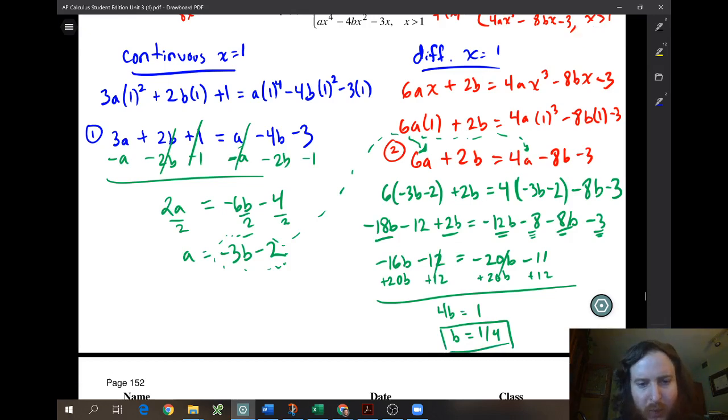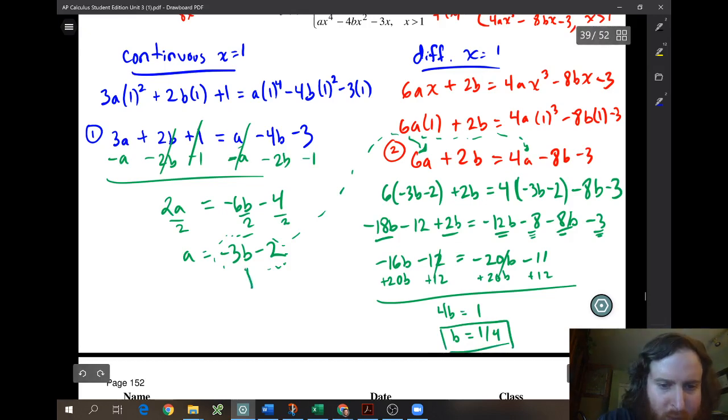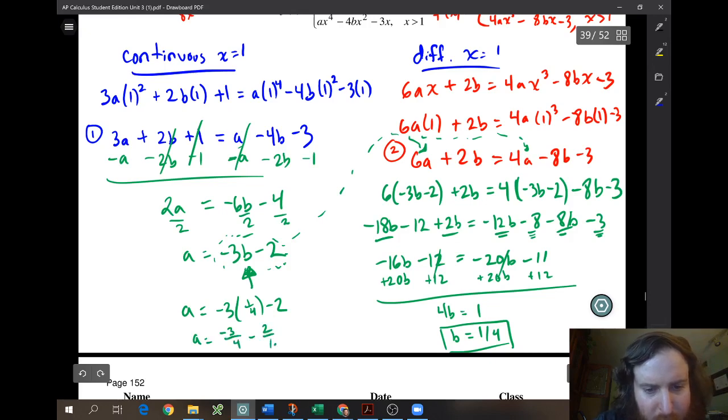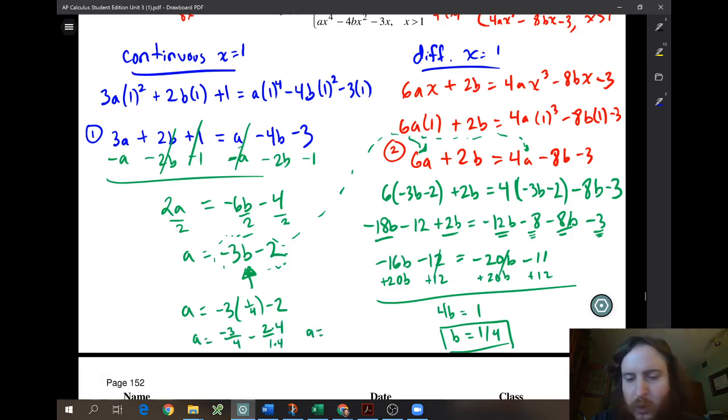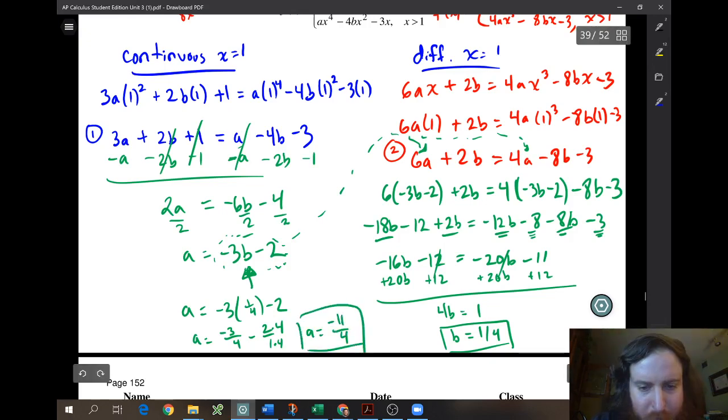Now that we have our b, now we plug that in to this equation where we had isolated a. So we get a equals negative 3 times 1/4 minus 2. That's a is equal to negative 3/4 minus 2, and 2 is going to become 8/4. So we get a equals negative 3 minus 8 will give us negative 11 over 4, and that is again the right answer. So those are our two answers.